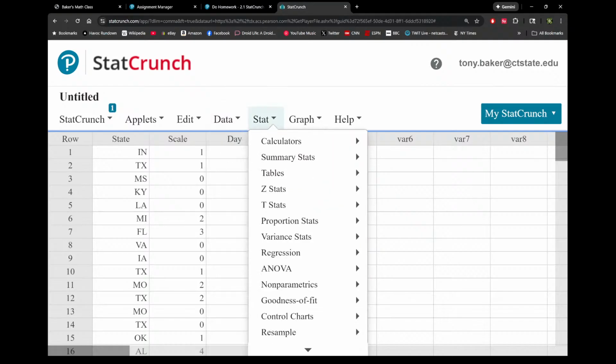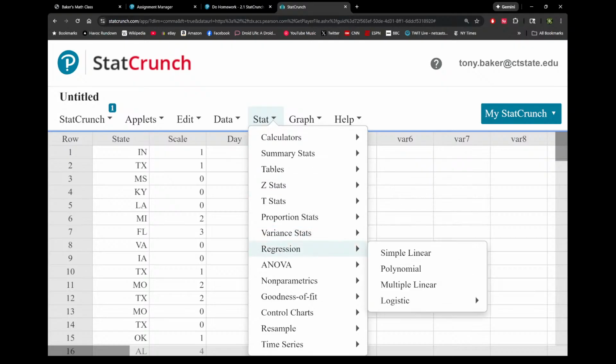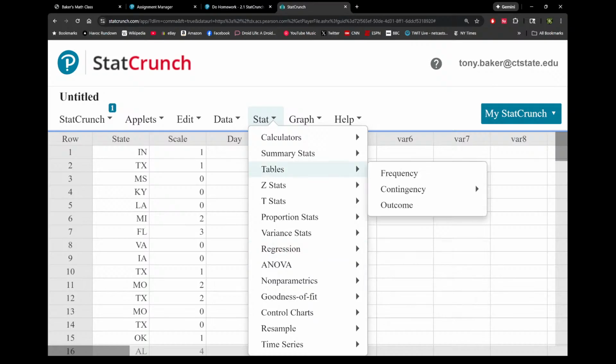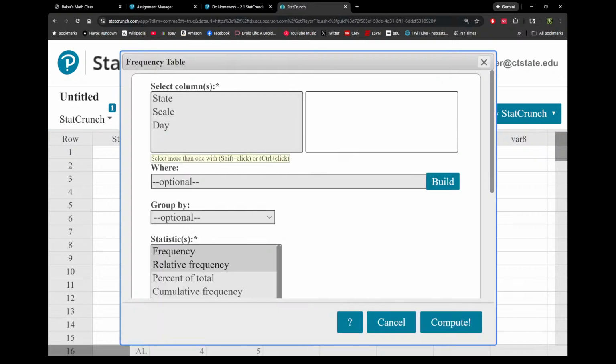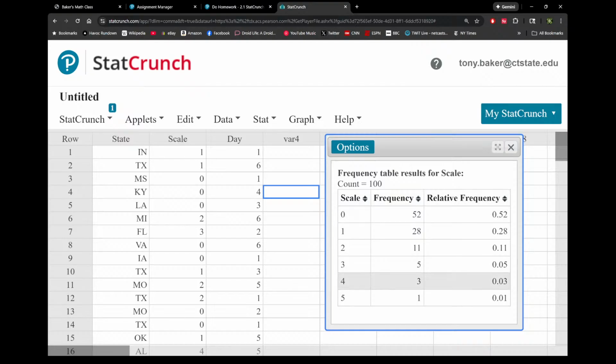For your frequency tables, you're going to look at stat, and here there's a whole bunch of stuff in here. And a lot of this stuff we're going to do over the course of this semester. Right now, we're looking at tables, and we want frequency, because that's what we're talking about. It then wants you to pick which one we're talking about. You can pick state, scale, or day. They were asking the scale of the tornadoes. So click scale and click compute. And there's literally the answer to the question.